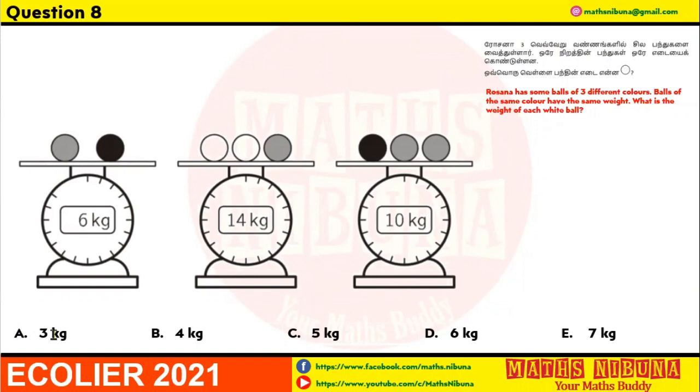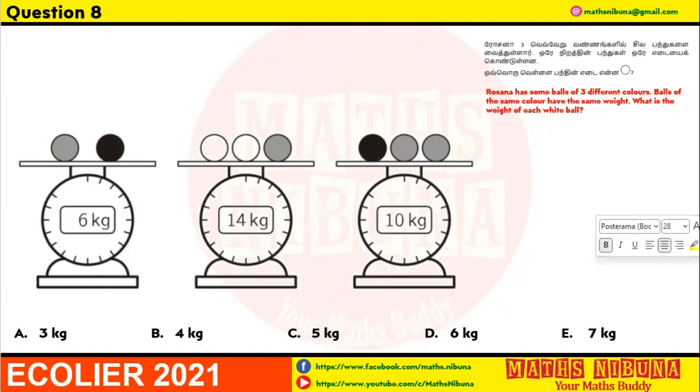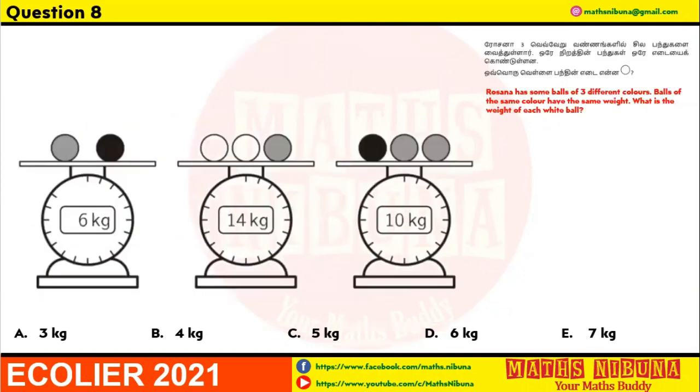That means you take the numbers here. Let's say we assume the white color is 3 kg, what will happen? Okay, I say my white color is 3 kg. If this is 3 kg, this must be big.